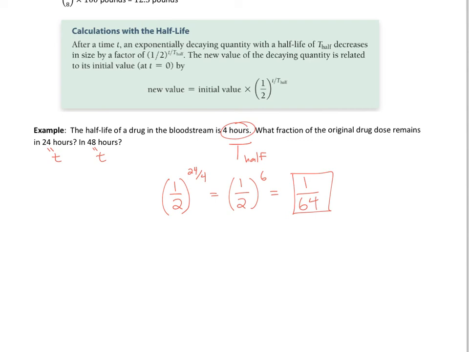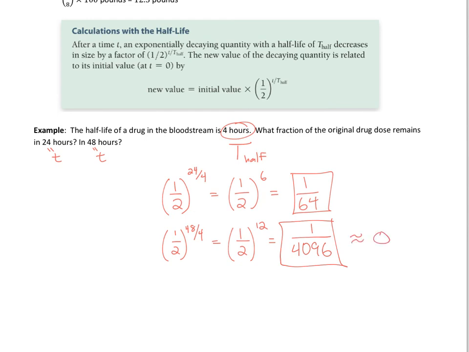If you beef that up to 48 hours, that means you would have 1/2 raised to the 12th power, since 48 divided by 4 is 12, which is 1/4096. This is the fraction of the original drug dose in your bloodstream after 48 hours. This is virtually nothing. There's virtually nothing left.